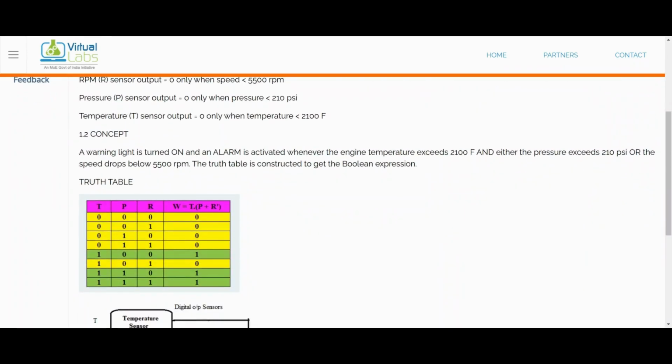And these sensors give digital signals. The RPM sensor gives output 1 if it is greater than or equal to 5500, otherwise it gives 0. The pressure sensor gives output 1 if the value is greater than or equal to 210 psi, otherwise it is 0. The temperature sensor gives output 1 if temperature is greater than or equal to 2100 Fahrenheit, otherwise it gives 0.